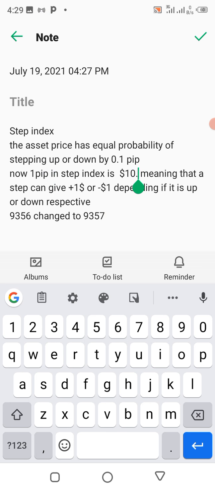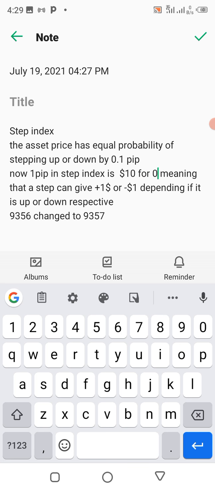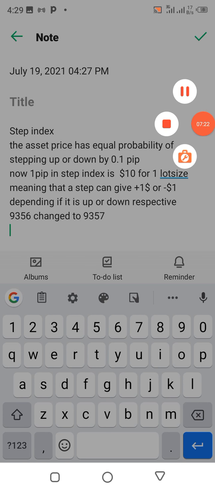$10 for one lot size. Okay, so that's what this means. So this will help you to actually know what you want to do. So assuming, I'll get you back, let me arrange what you need to know.